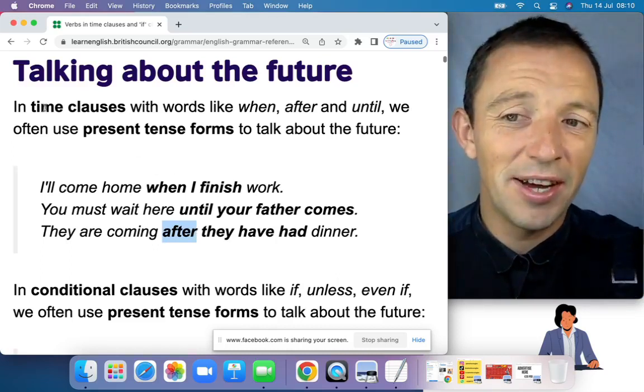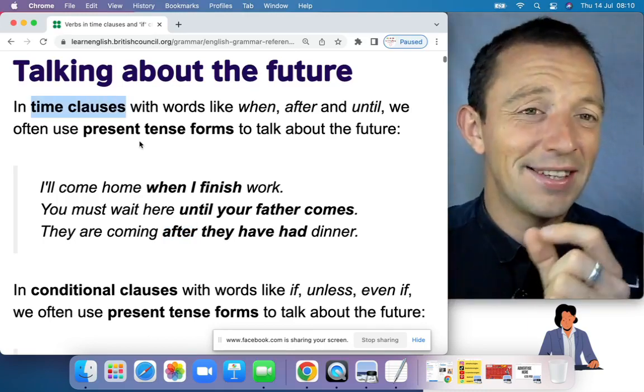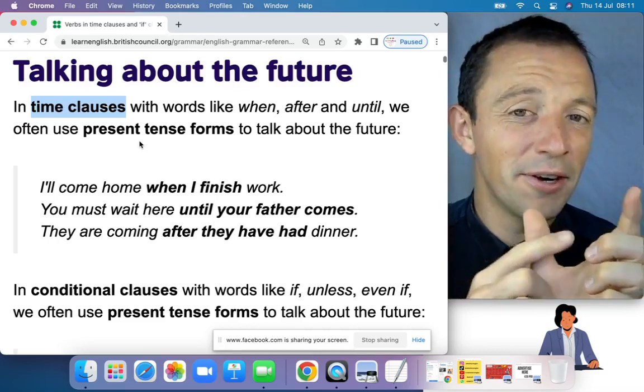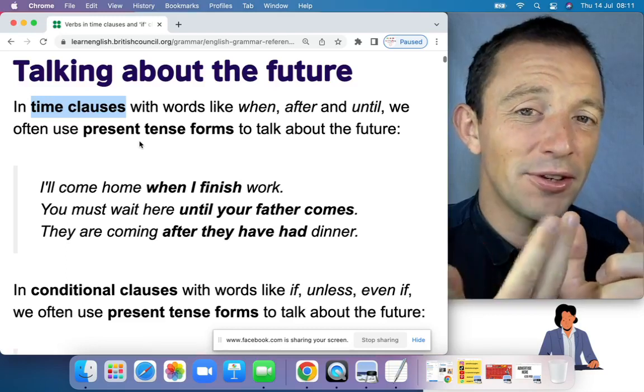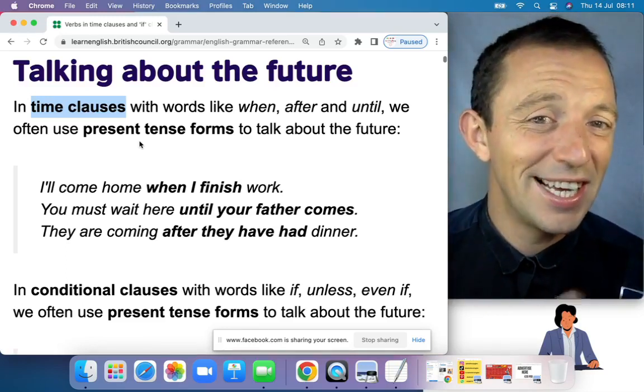So they are time clauses. So now I understand better. A time clause is basically the clause, subject, verb, object, which has a time word: when, after, until. That's basically what I think a time clause is.